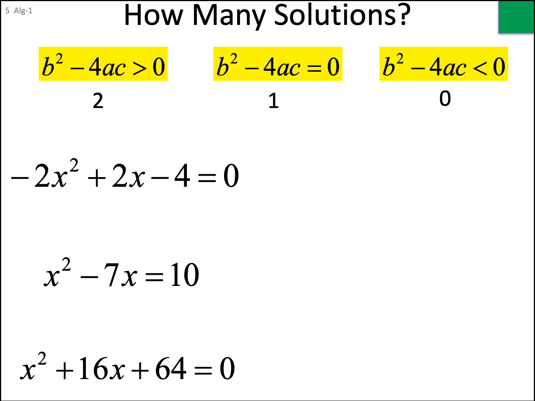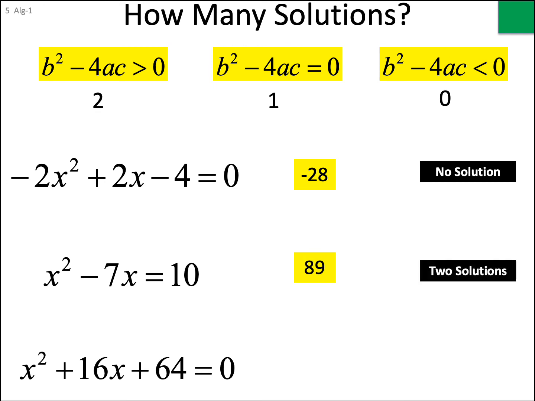How'd you do? Okay, I'm going to skip plugging the numbers in. I'm just going to tell you the discriminant of the top one there. The discriminant is negative 28. That's a negative number. If you ever get a negative number for the discriminant, no solutions. For the middle one, after you move the 10 to the other side, you should have x squared minus 7x minus 10 equals 0. So a is 1, b is negative 7, and c is negative 10. You will get a very large positive number, 89, so 2 solutions. Notice I don't even really care what the actual number is for the discriminant. I only care whether it's negative, positive, or 0.